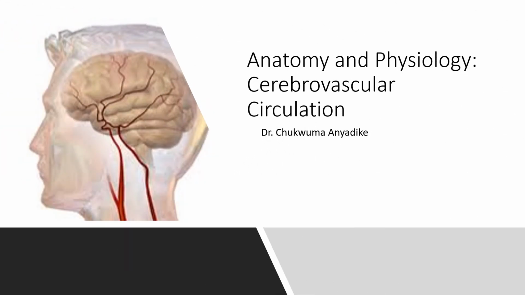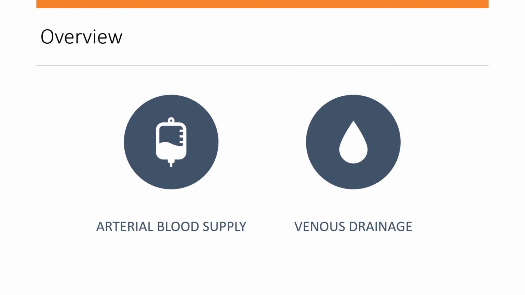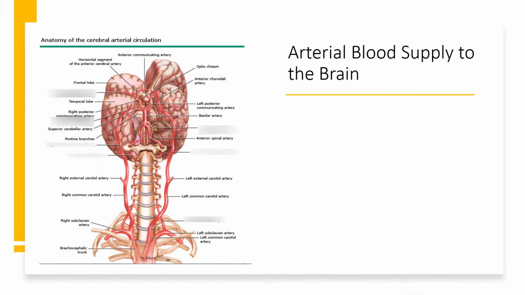Anatomy and Physiology, Cerebrovascular Circulation. Today we're going to talk about the arterial blood supply and the venous drainage of the brain. Let's start with the arterial blood supply to the brain.